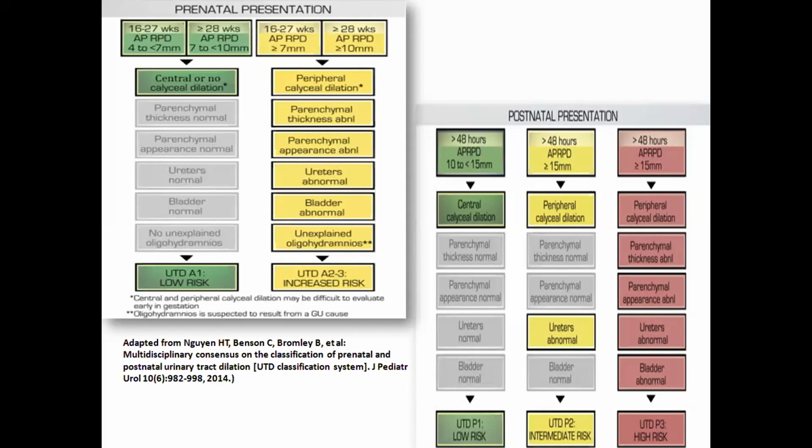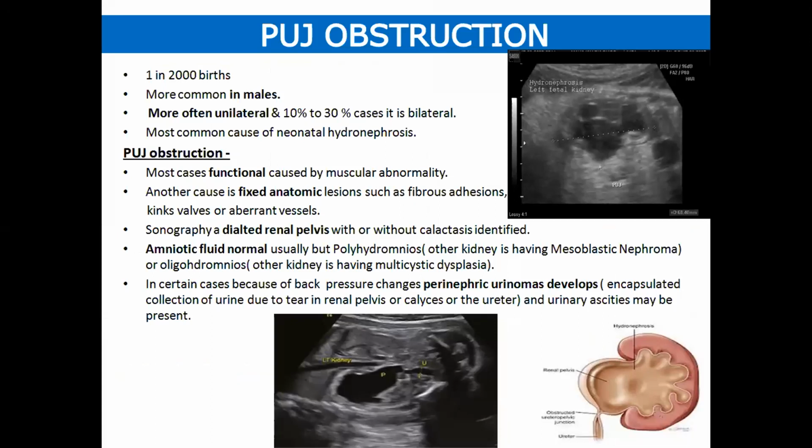So this is the recent classification, which came in 2014. PUJ obstruction occurs in 1 in 2000 births, is more common in males, and is the most common cause of neonatal hydronephrosis. Most cases are functional, caused by muscular abnormalities. Another cause is fixed anatomical lesions like fibrous adhesions, kinks, valves, and aberrant vessels. On sonography, you get a dilated renal pelvis with or without caliectasis.